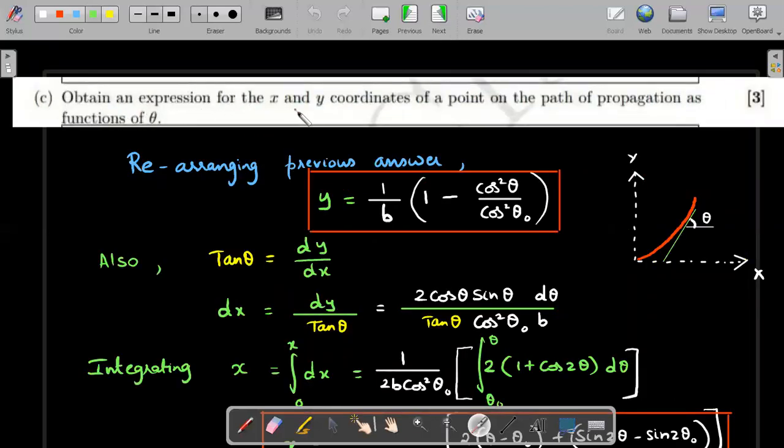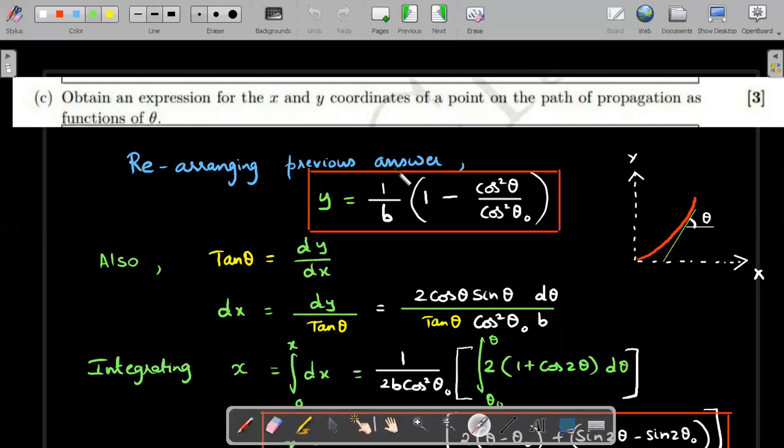Obtain an expression for the x and y coordinates of a point on the path of propagation as a function of theta. So he now wants the x coordinate and y coordinate of the traveling curve as functions of theta. Theta, remember, is the angle made by the ray at any arbitrary position with the x-axis. So it's like that curve's tangent makes an angle theta with the x-axis. I've drawn this for our convenience.